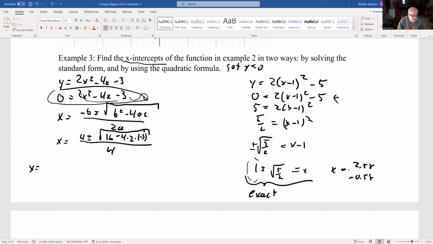So x equals 4 over 4 plus or minus the square root of 16 minus, well, this is 8 times 3 is 24, but minus and minus is plus, so that's 16 plus 24. Let me undo that because I just got a little clogged.